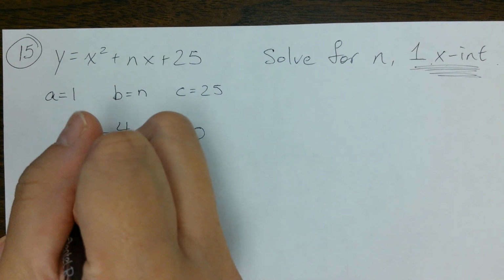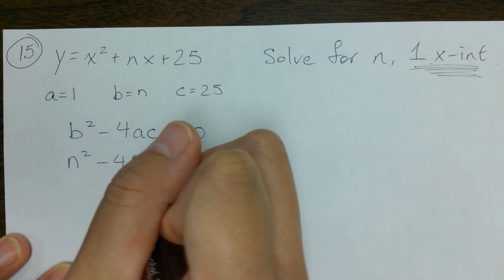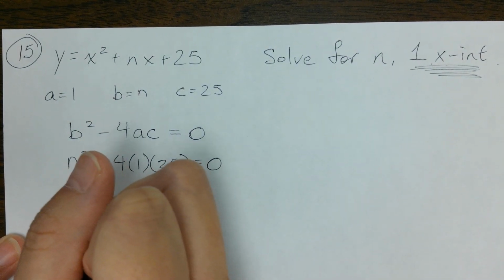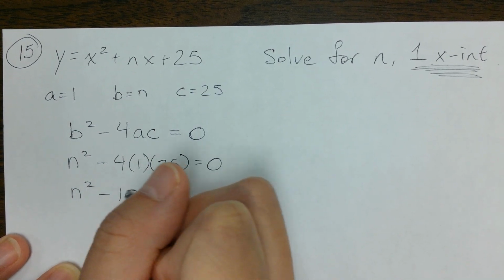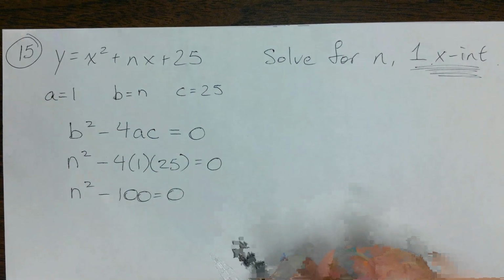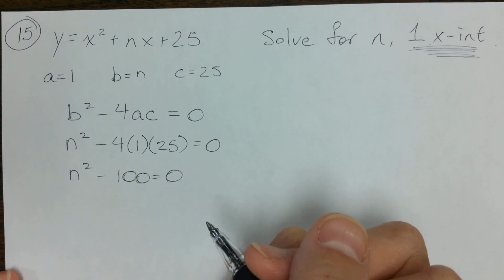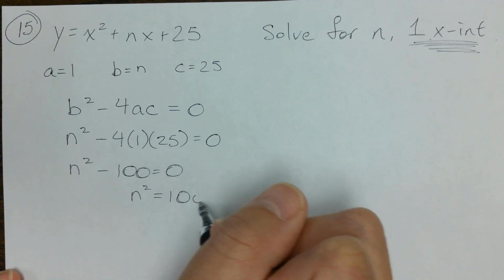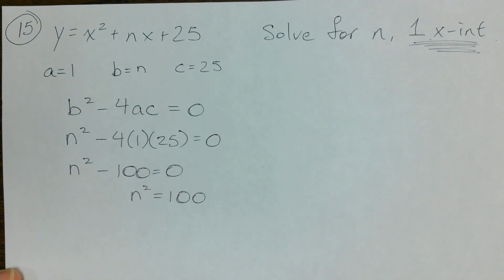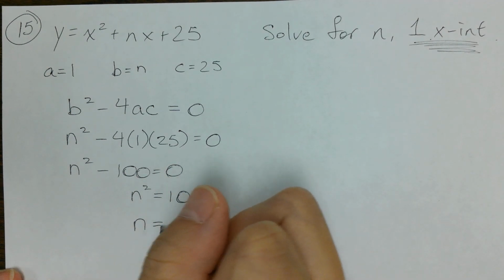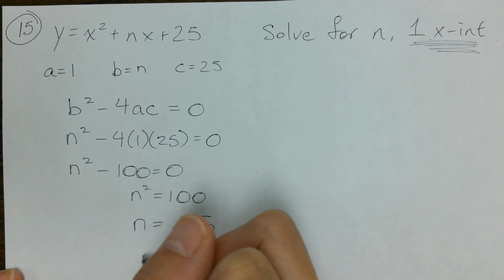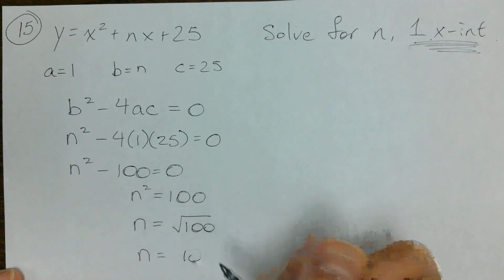So b is n, a is 1, c is 25. So n squared minus 100 equals 0. Now I want to solve for n, so I'm going to move that 100 over. I get n squared equals 100. Now square root it, and you get 10.